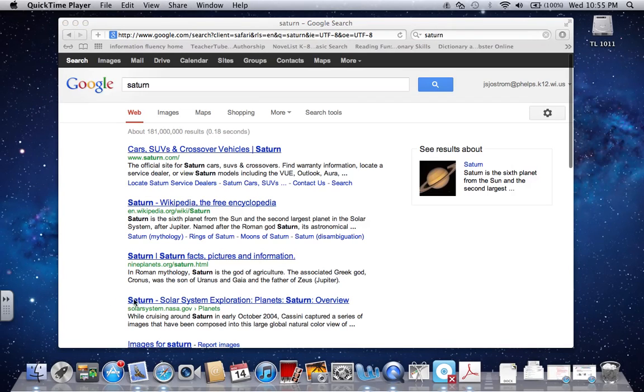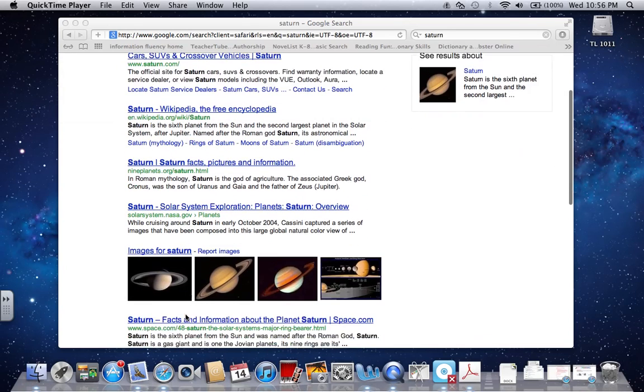Now let's take a look at Saturn, solar system exploration. This is solarsystem.nasa.gov. Remember, .gov means that this is a government website. Which would I rather look at if I were trying to find anything? Would I rather look at a commercial site where there are probably going to be lots of ads, or would I like to look at a .edu, which means education website, or a .gov website, which is probably well-funded and reliable? Let's just scroll down some more.